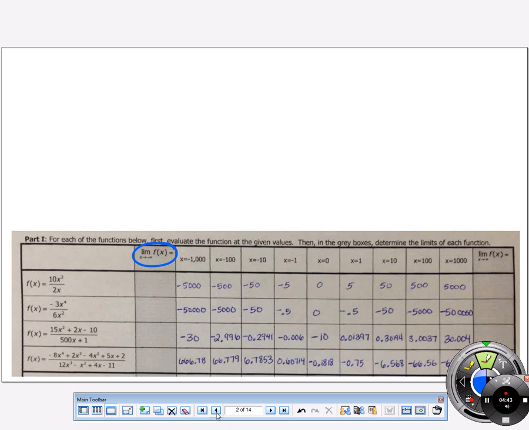Just increasing forever. So what I'm going to do is just say it doesn't hit any number. In other words, because it's increasing, I'm going to say it goes to positive infinity, because I don't have a number to label it with. It just keeps climbing. Okay?